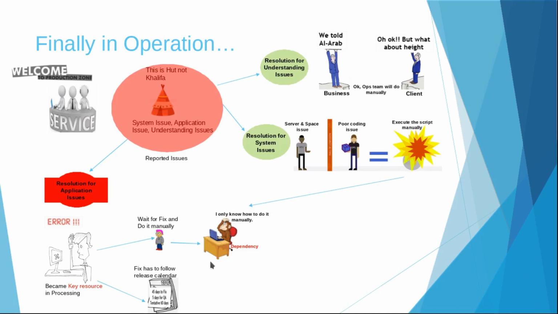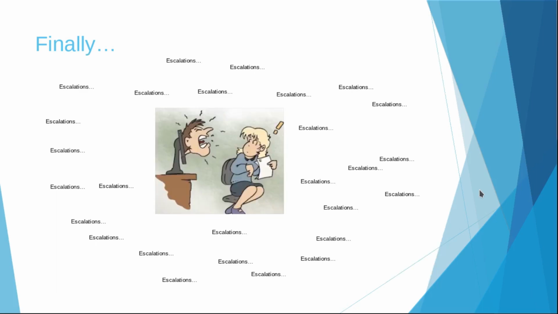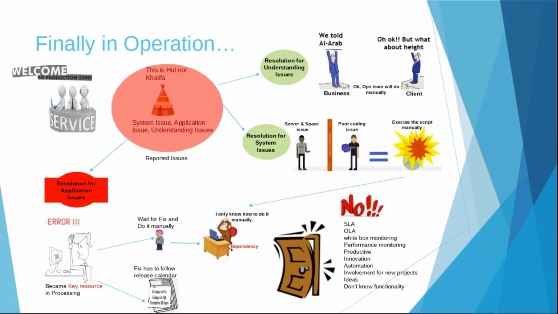As we all know, a manual job is a monkey job that is prone to errors. The production zone is always filled with escalations and constant firefighting. Because of these issues, there is no time for notice law, OLA, white box monitoring, performance monitoring, productive innovative ideas, automation, new project involvement, or functionality knowledge. So based on this story, we should know the process importance.